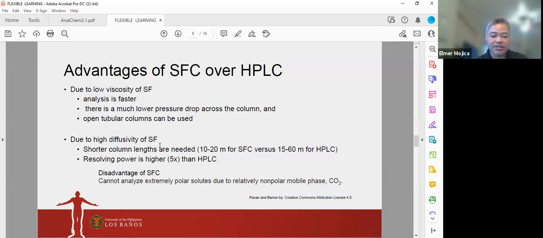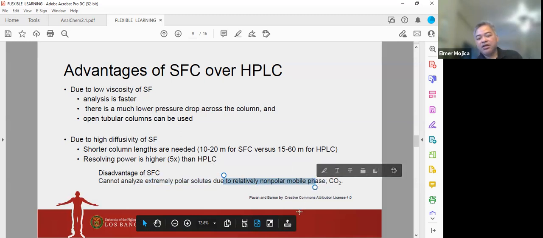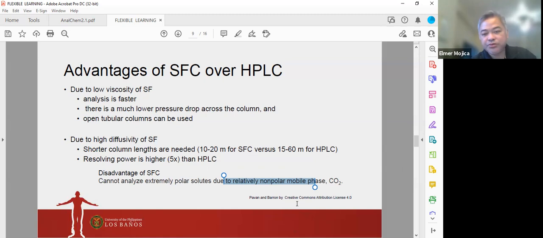The only disadvantage of SFC is that it cannot analyze extremely polar solutes, and this is due to the relatively non-polar mobile phase that you use, which is your CO2.